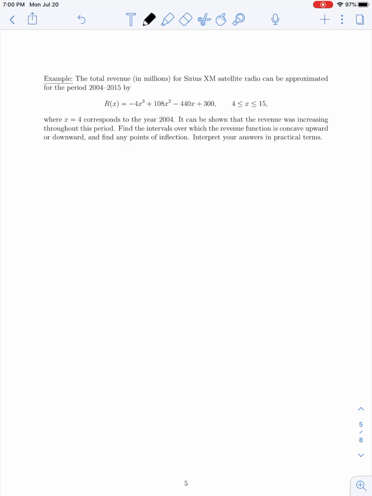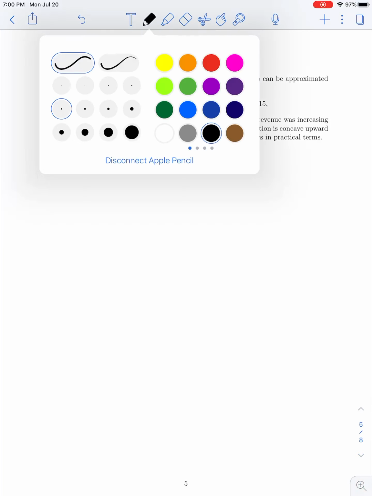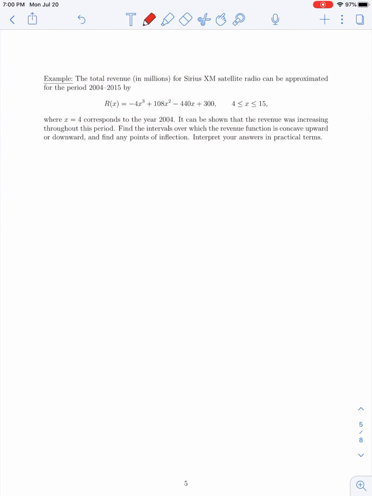In this next example, we're told the revenue, measured in millions, for Sirius XM satellite radio can be approximated for the period 2004 to 2015 by the revenue function R of x given here. And we have a restriction on the values of x. This is only valid for x equals 4 to 15, where x equal to 4 corresponds to the year 2004. So here, from 2004 to 2015, that's why we're cut off at 4 and 15.